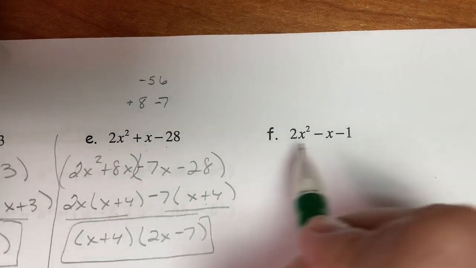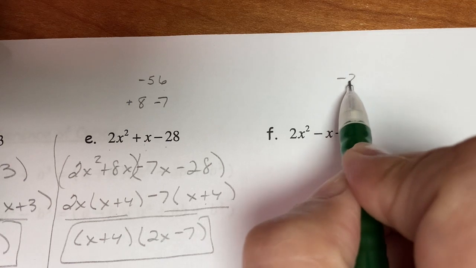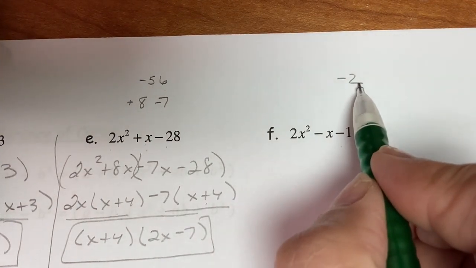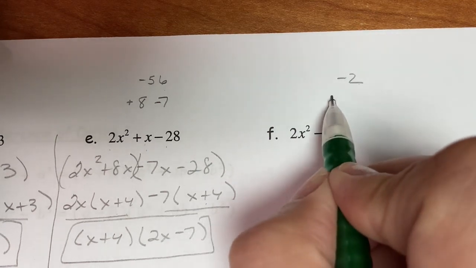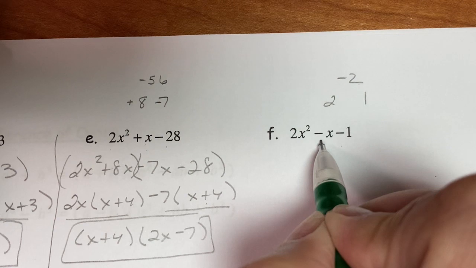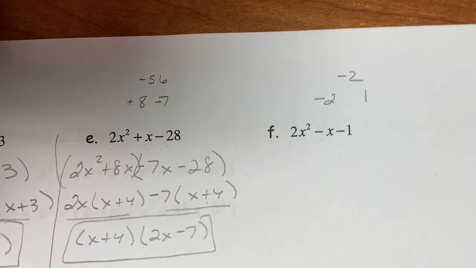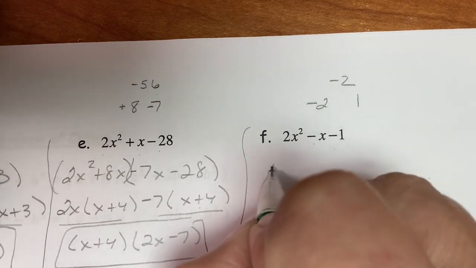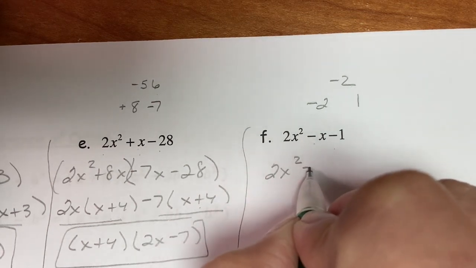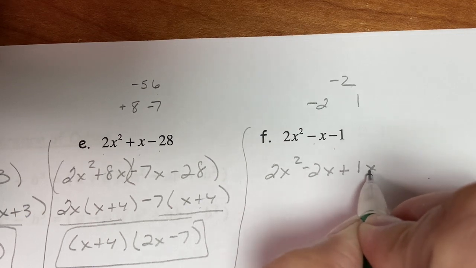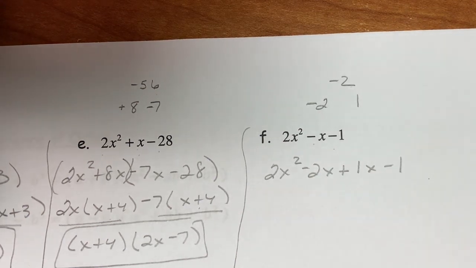How about this one? Well, 2 times negative 1 is negative 2. So what two numbers can I multiply together to get negative 2 and add together to get negative 1? So obviously it's going to be 2 and 1. And since I have to add those together to get negative 1, it's going to be negative 2. So 2x squared minus 2x plus 1x minus 1.